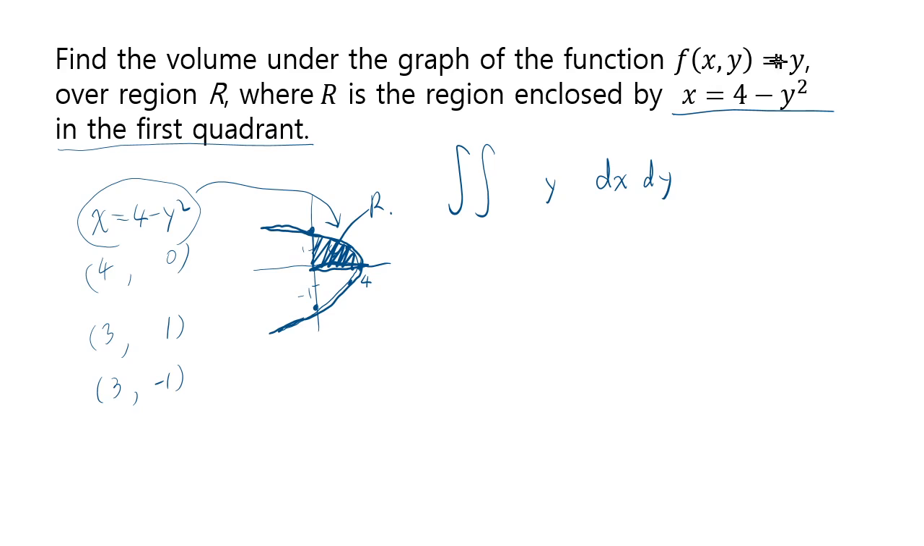And f(x,y) is y, so you're integrating y. Having dx inside means you're trying to paint this region going right, and you start from here and end there. So you start from 0 and end on this curve, which is x equals 4 minus y squared. And then for dy, the minimum value of y is 0 here, and the maximum value of y is 2, so 0 to 2. So that will be the answer.